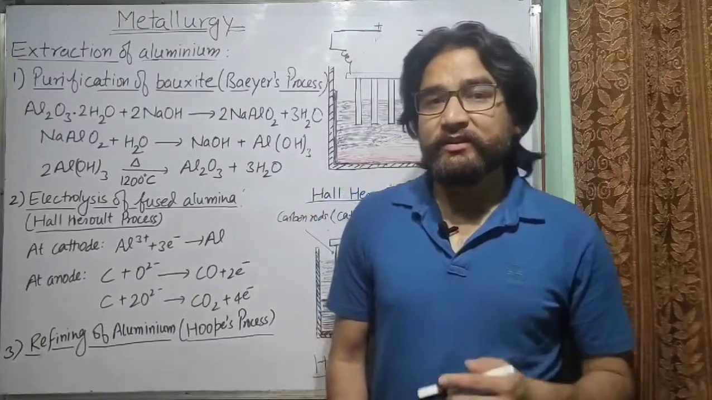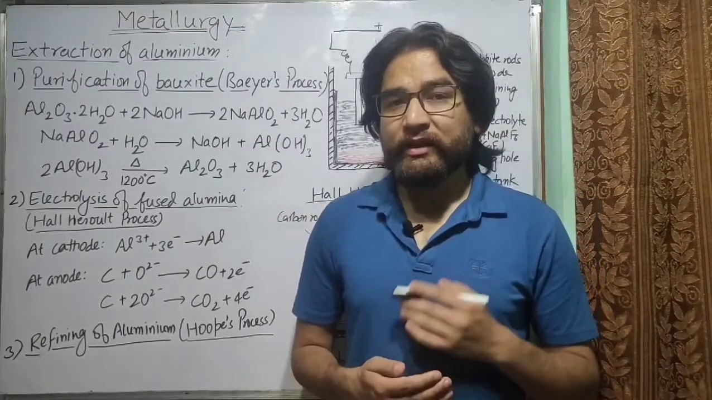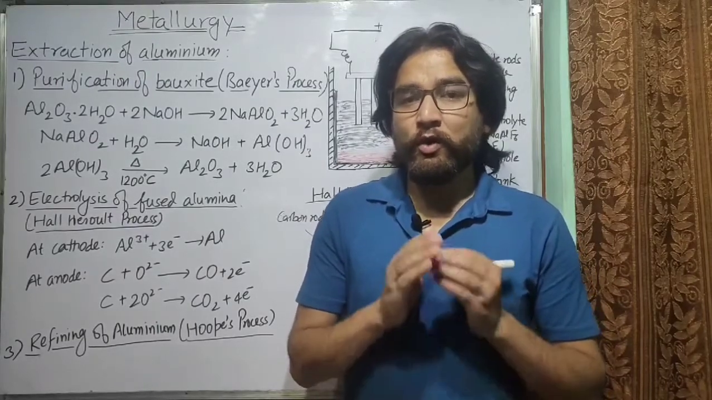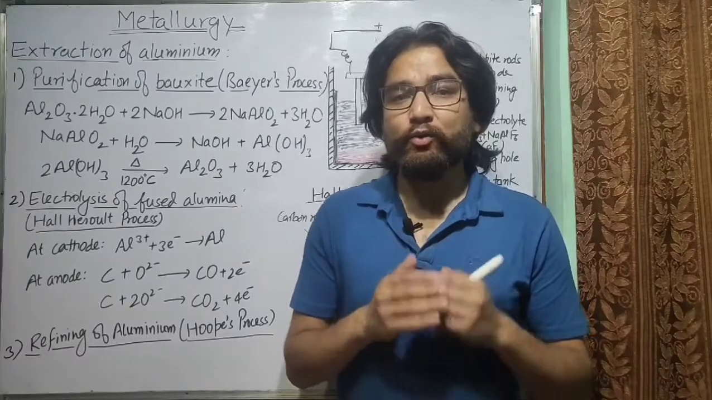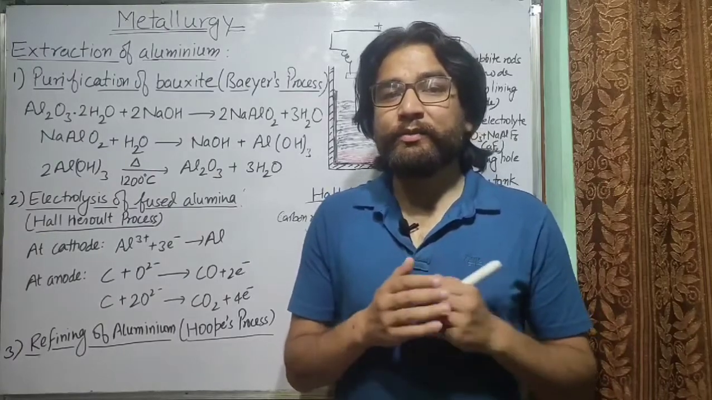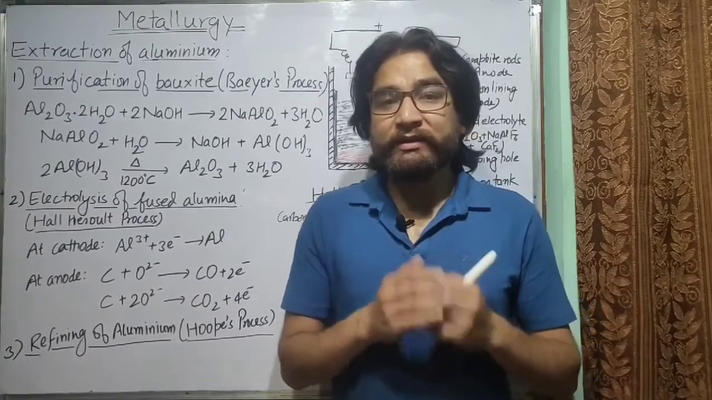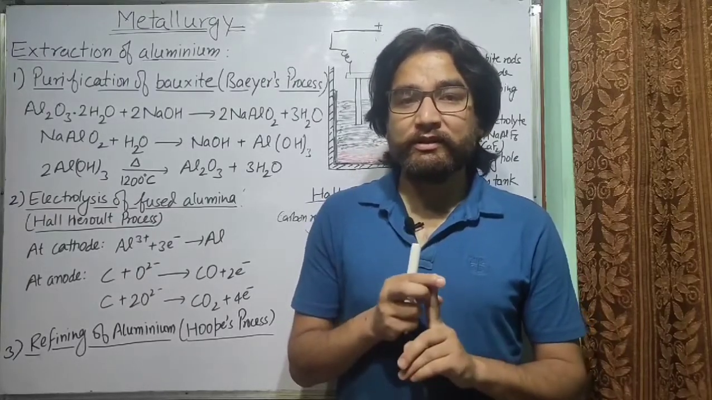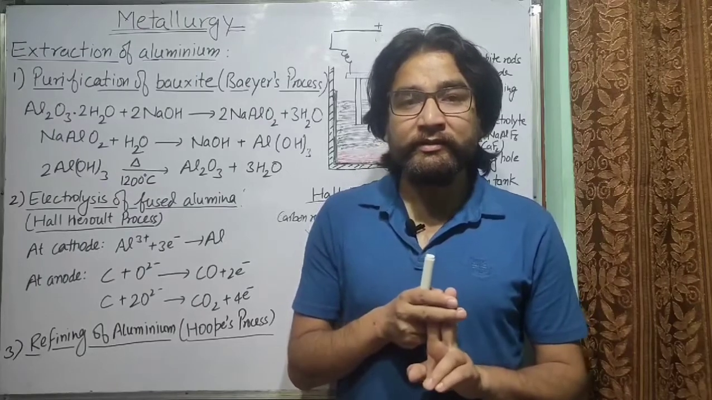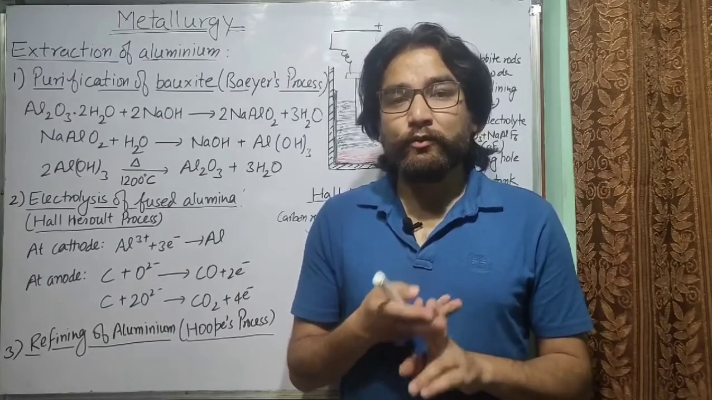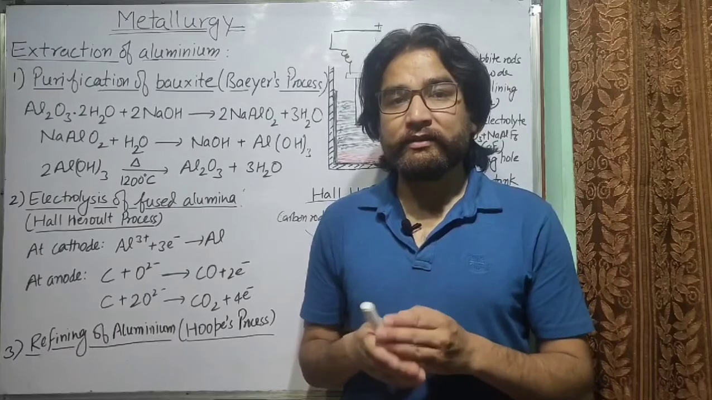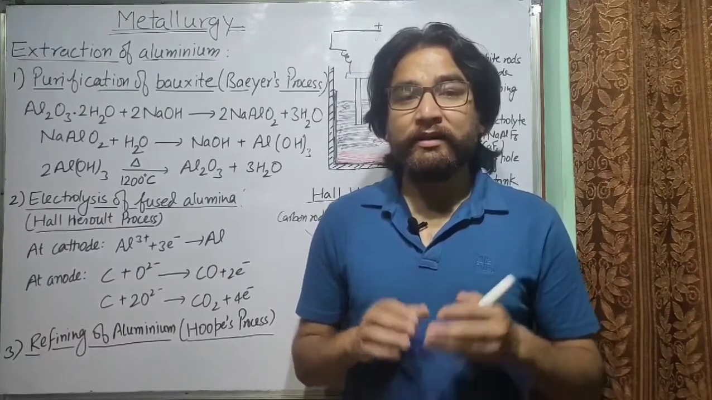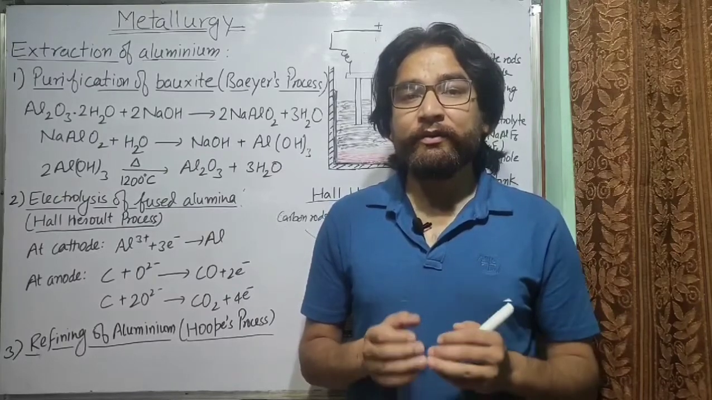Hello everyone, this is the third lecture on metallurgy, and in this lecture we are going to discuss extraction of aluminium. So we will discuss in detail how we extract aluminium from its ore. You know that there are basically four steps of extraction of any metal. The first is concentration of ore, the second is the conversion of ore into the oxide of metal, the third is extraction of metal, and at last there is refining of metal.